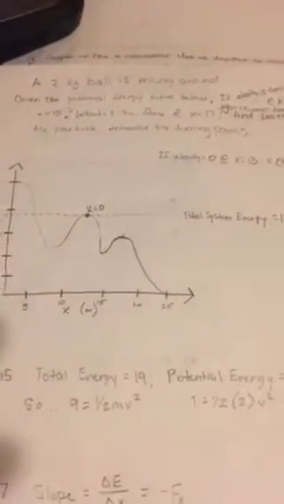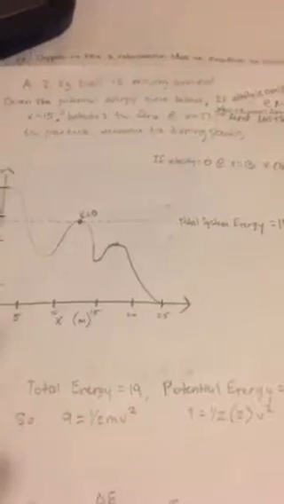A 2 kilogram ball is moving around. Given the potential energy curve below, if velocity is 0 meters per second at x equals 13, what is the speed at x equals 15? What is the force at x equals 17? What is the overall force from x equals 0 to x equals 25? And lastly, to describe the motion of the particle, determine the turning points.